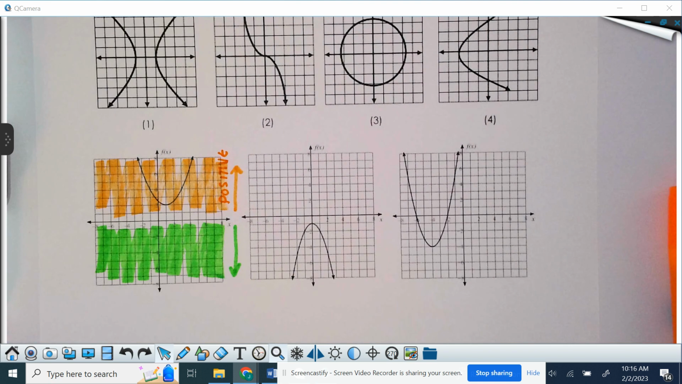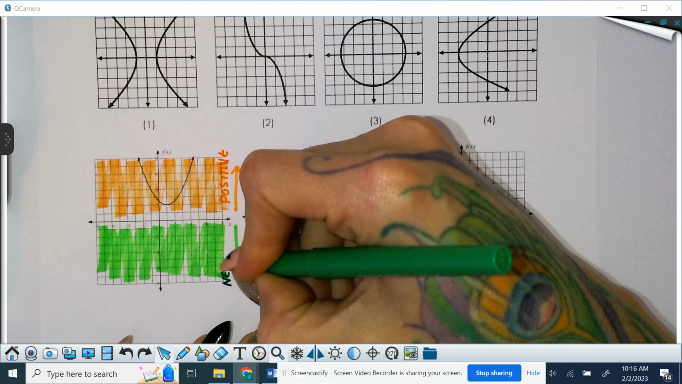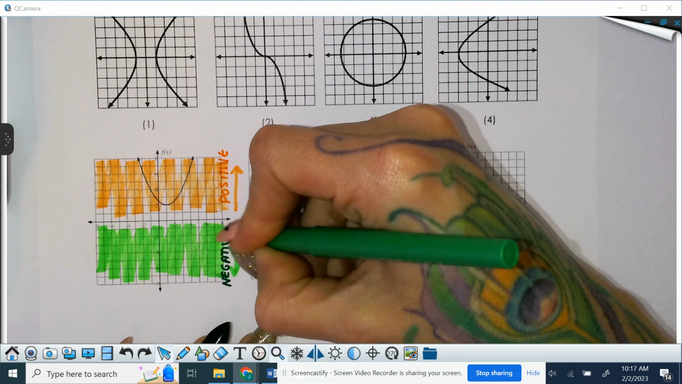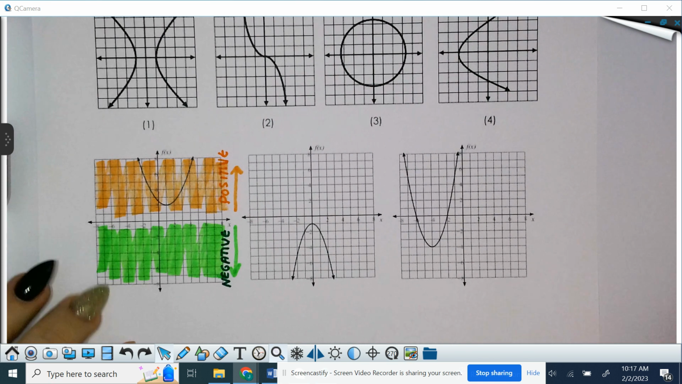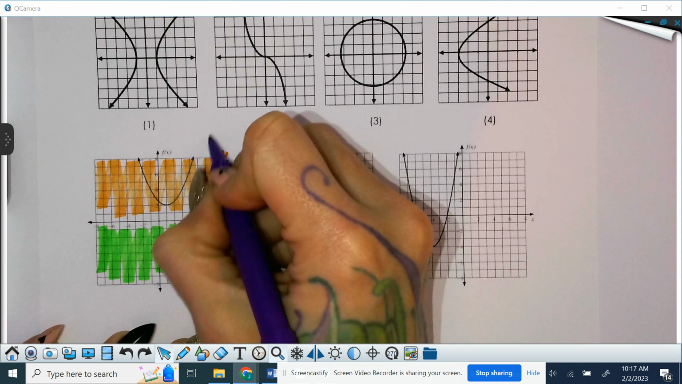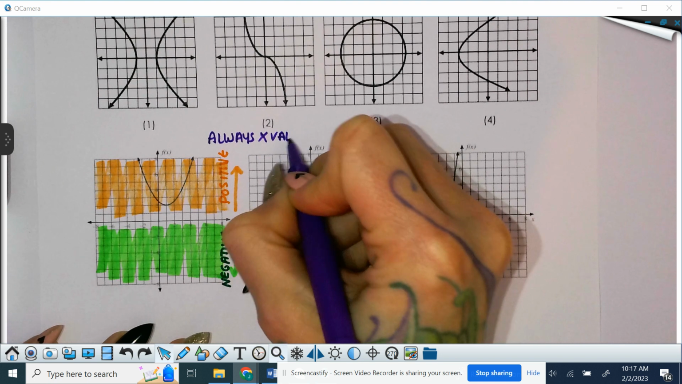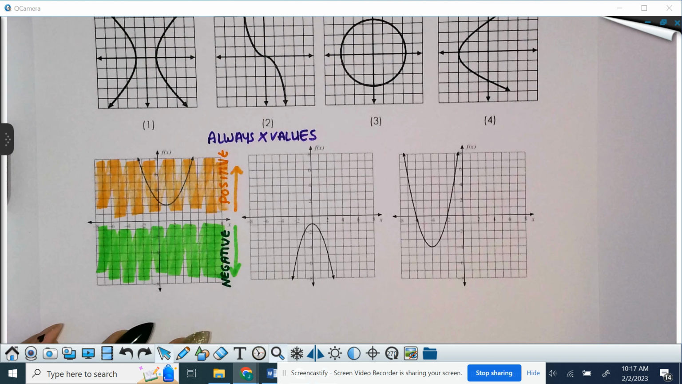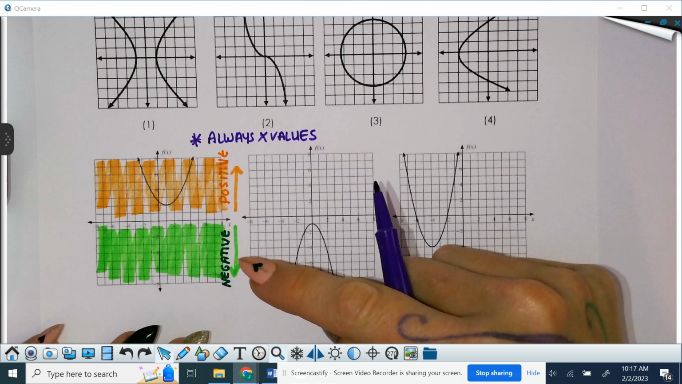The one common misconception and common mistake is because we're looking up and down for positive and negative, you think you're going to use y values. Never. Positive, negative, always going to be x values. Always x values. We are setting many domains. So always x values for positive and negative.